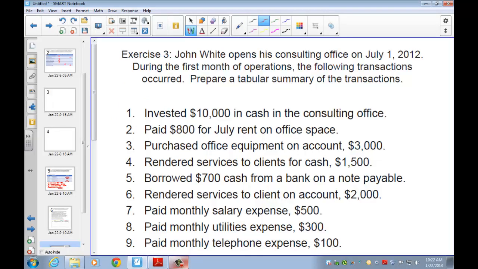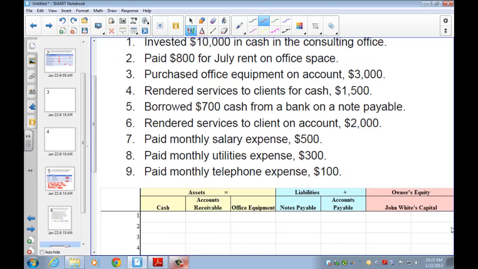This is exercise 3. John White opens his consulting office on July 1st, 2012. During the first month of operations, the following transactions occurred. Prepare a tabular summary of the transactions. So the first event, he invested $10,000 in cash in the consulting office. So this event will increase cash by $10,000 and it will increase owner's equity by $10,000. This would be an investment.